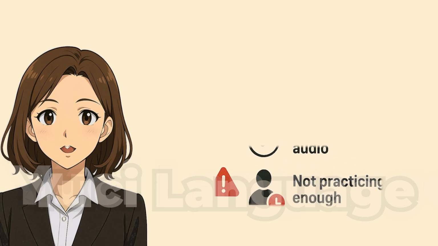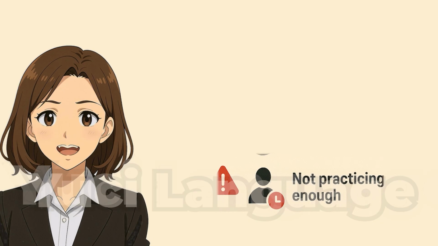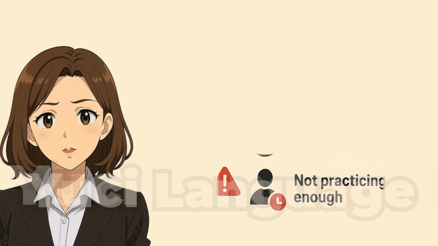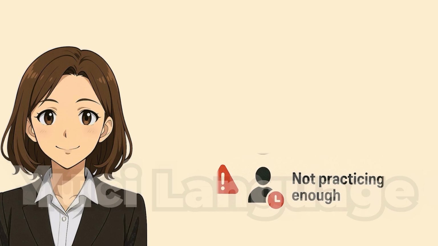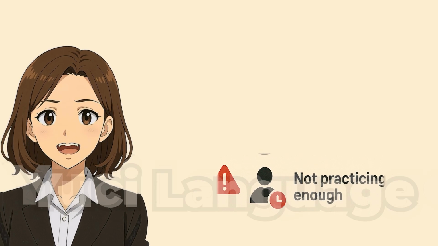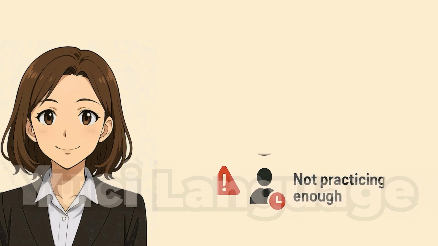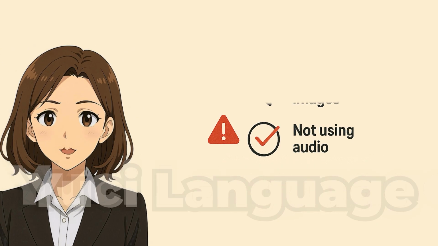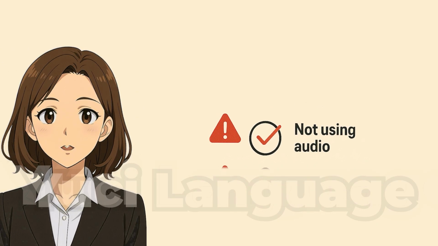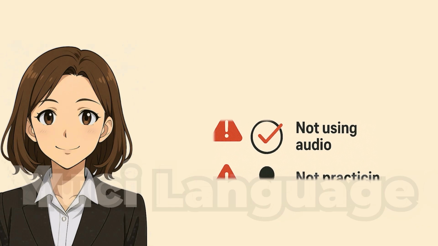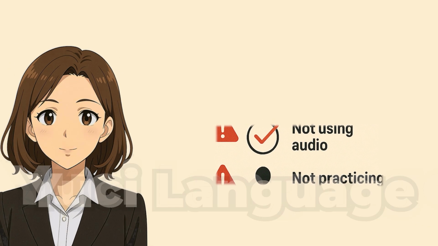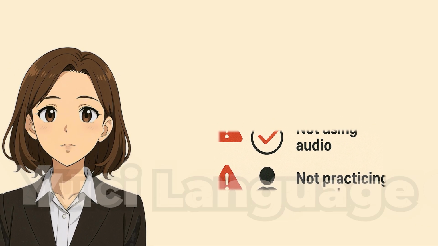Mistake 5, making cards with multiple meanings. Don't put banco with images of both a bank building and a bench. That is confusing. Make 2 separate cards, one for bank, one for bench. 1 word, 1 meaning, 1 card. Mistake 6, not including audio. Pronunciation matters. If you're only reading the word without hearing it, you'll mispronounce it. Always include native speaker audio from forvo.com or record it from a Spanish video.